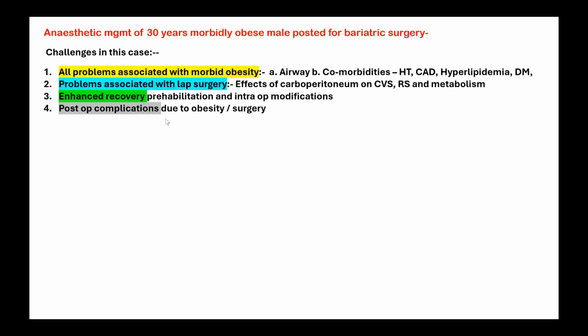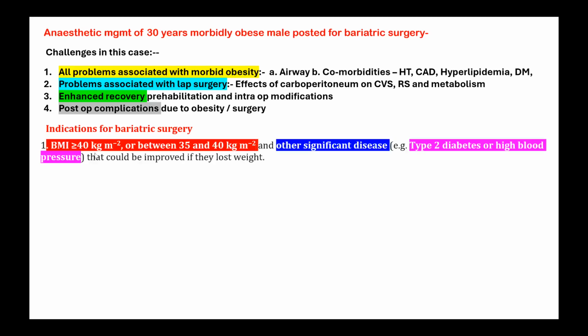Then post-op complications to avoid, due to obesity as well as due to the bariatric surgery, like bowel problems and other things. So the indications for bariatric surgery: BMI more than 40 kilograms per meter square, or between 35 and 40 with other significant diseases like type 2 diabetes or high blood pressure. This is recommended by the Bariatric Society itself.